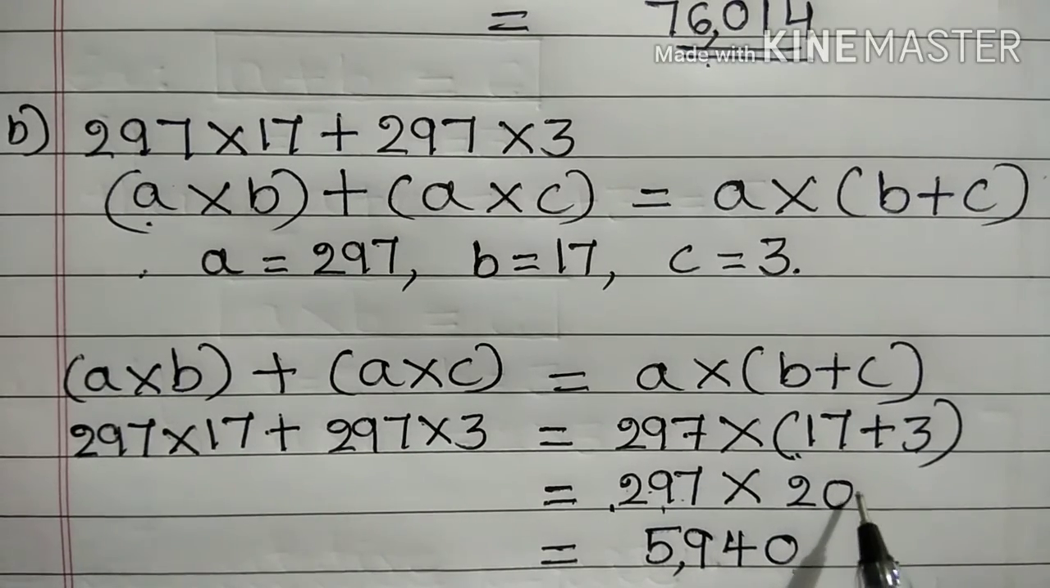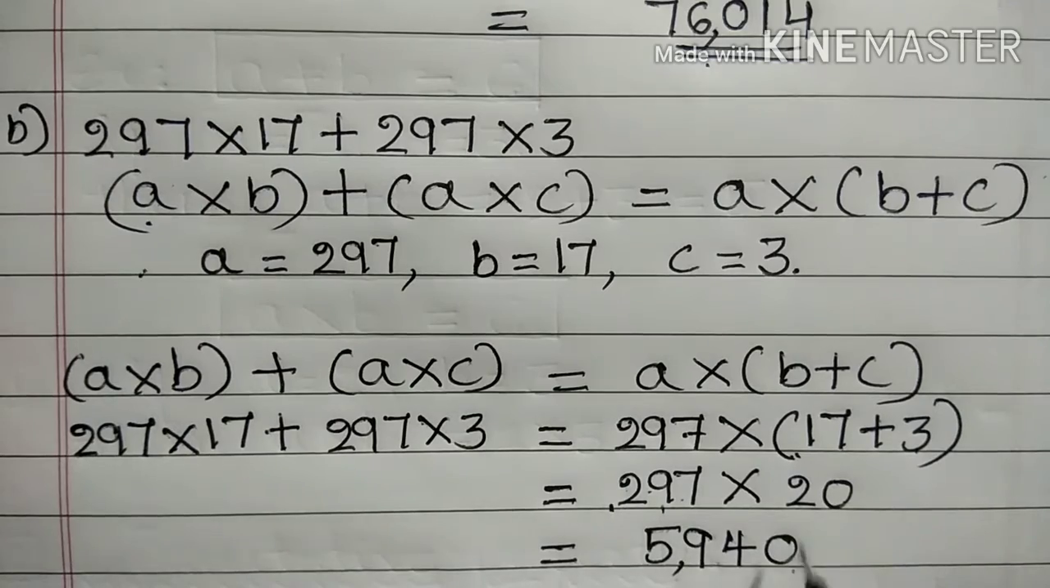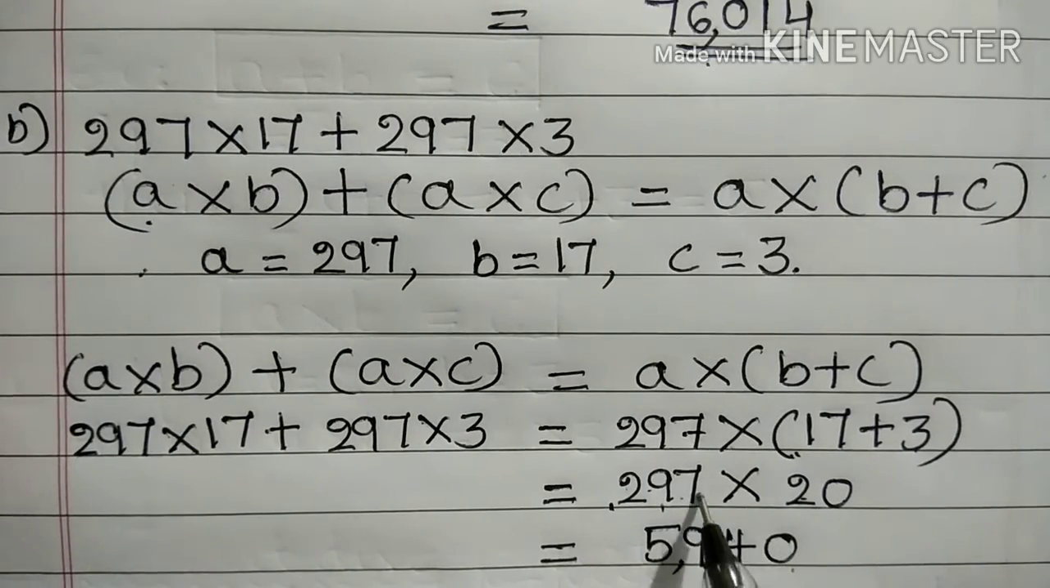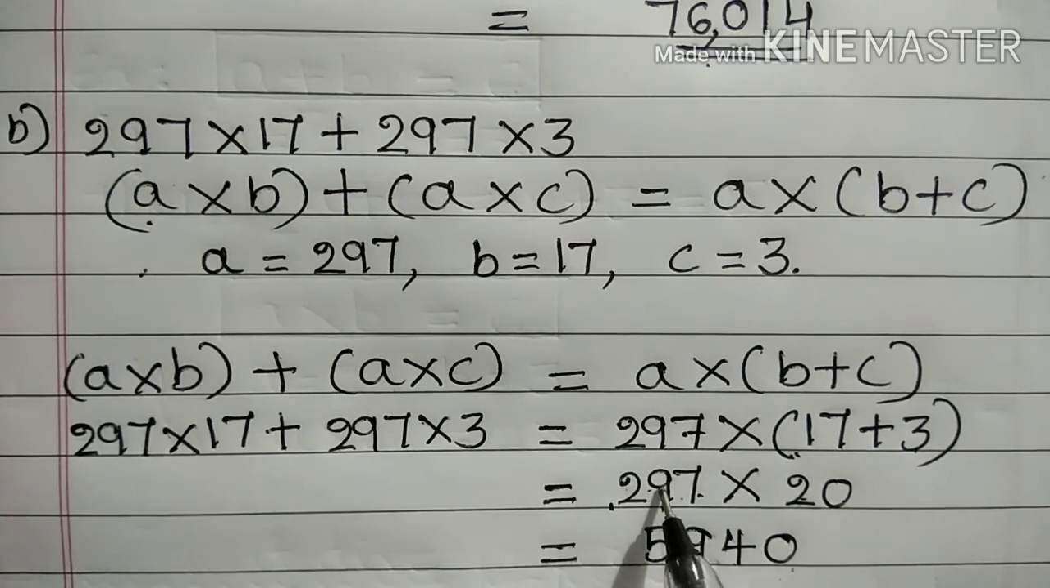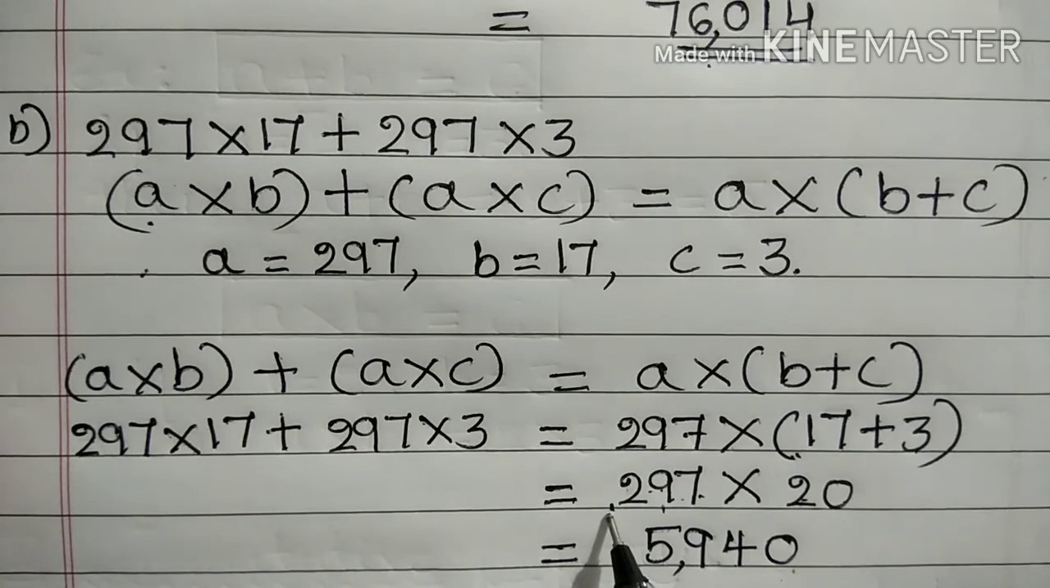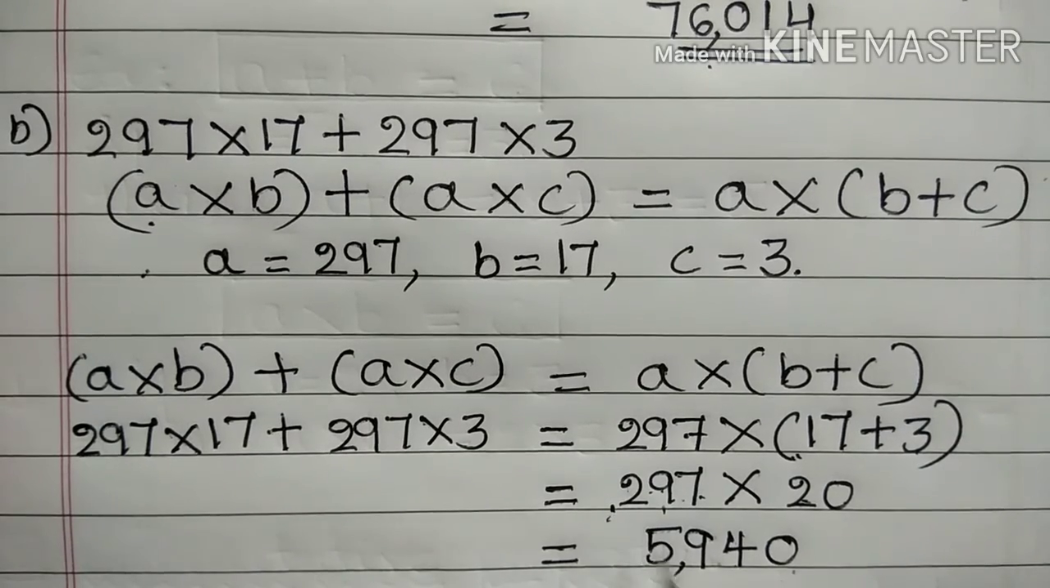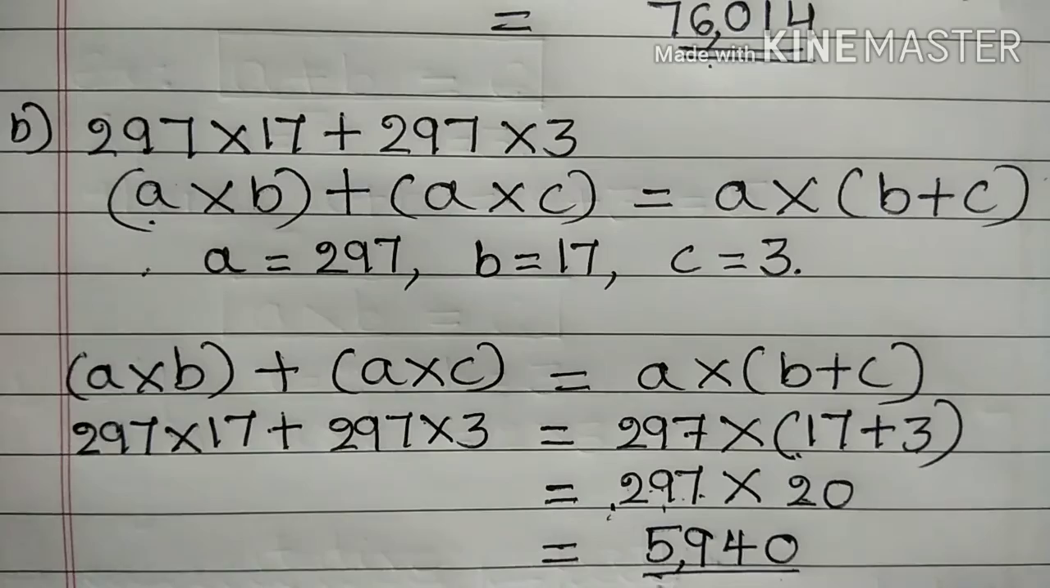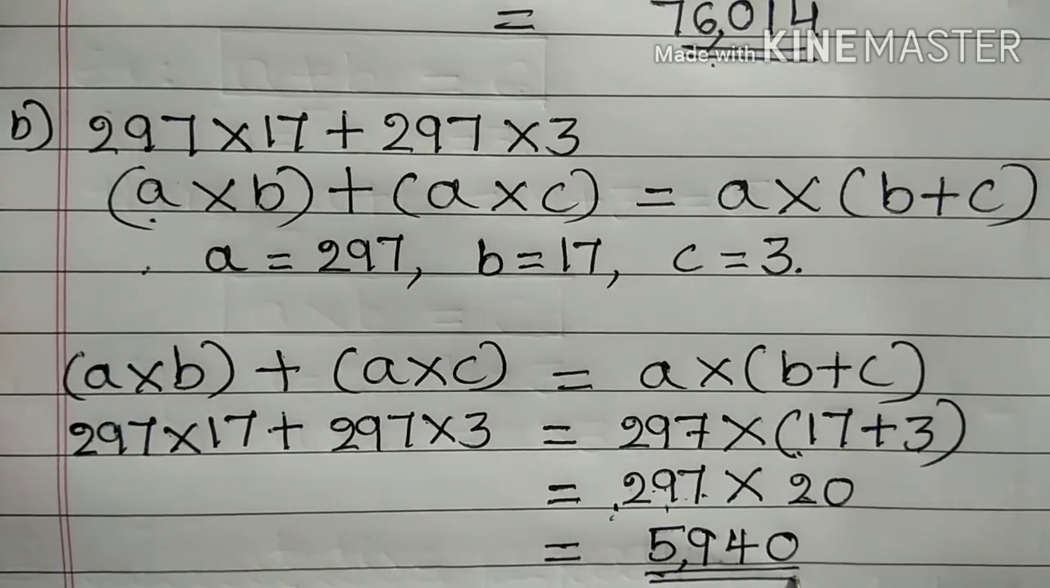So the answer is 5,940. See here, children, once again: 0 into any number is 0. 2 sevens are 14. 2 nines are 18 plus 1, 19. Carry 1 here. 2 twos are 4 plus 1, 5. So the answer is 5,940.